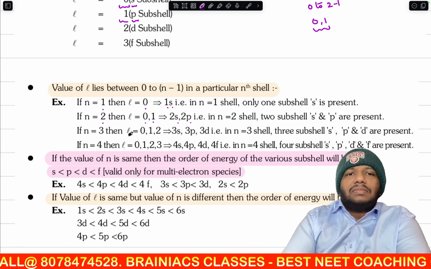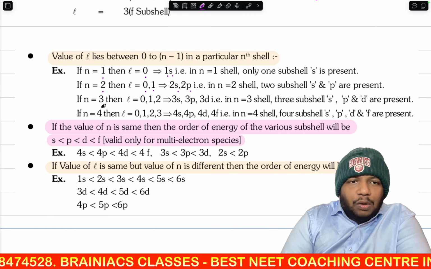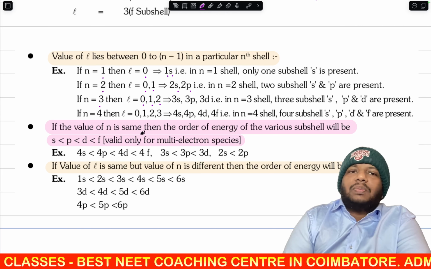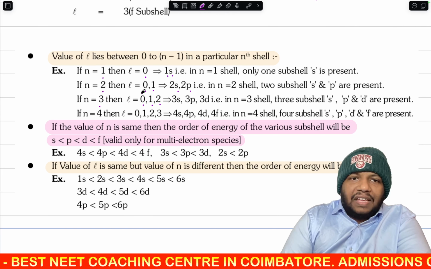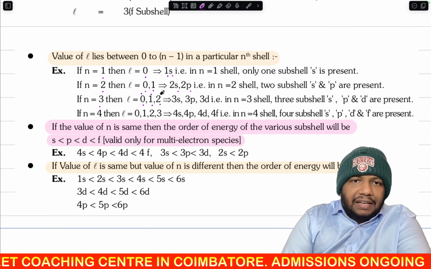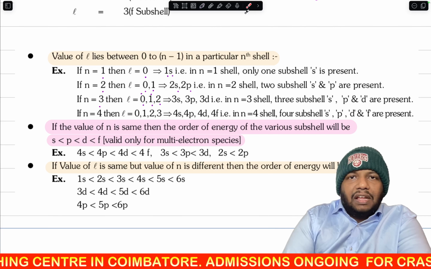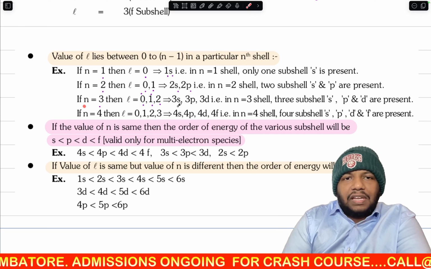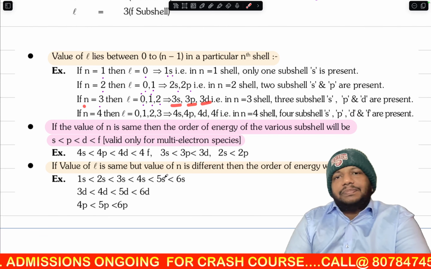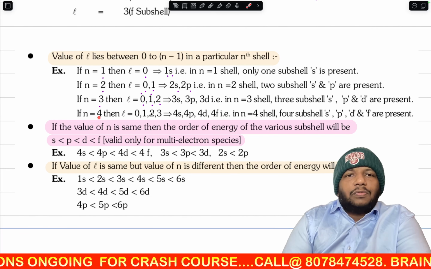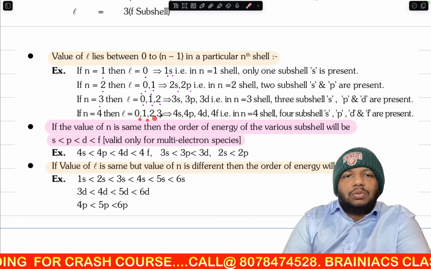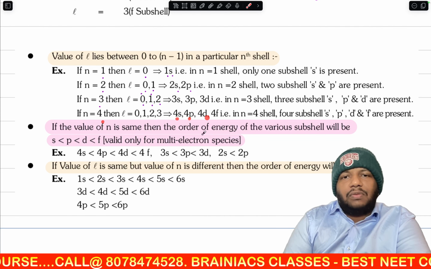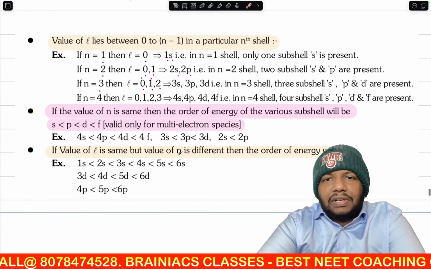Correct? Now think, if N value is equal to 3, what are the possible values? 0, 1, 2, that is 0 to N minus 1. So that means 0 means S, 1 means P, and 2 means D will come into the picture. Correct? So since N value is 3, I can say 3S, 3P, 3D. Clear? And N is equal to 4, similarly, I can say 0, 1, 2, 3. When N is equal to 4, we can say 4S, 4P, 4D and 4F. That's it. Very simple to understand.